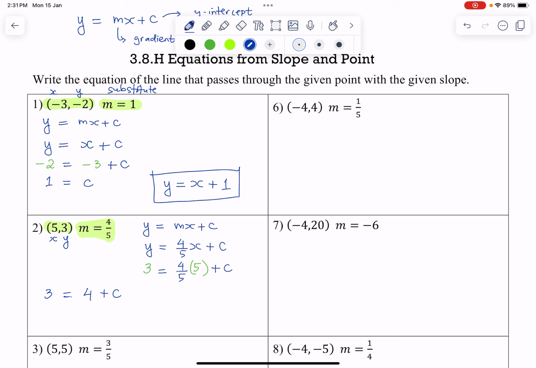So solving it for c, subtract 4 from both sides, which gives us -1 equals c. So c is -1. Now we write down the final answer. The line equation is y equals 4/5 x, and then plus c, and because c is -1, we just write minus 1. So this is our final answer.